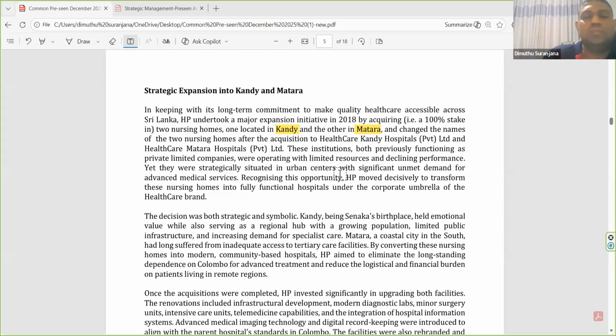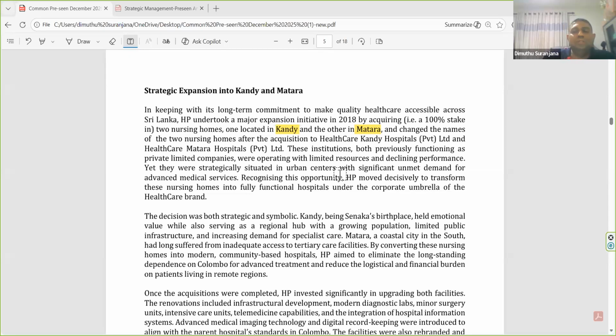HP undertook a major expansion initially in 2018 by acquiring two nursing homes, one located in Kandy and the other in Matara. Since they were not newly constructed, what they did was acquire some existing companies and change the names of the two nursing homes to Healthcare Kandy Private Limited and Healthcare Matara Hospital Private Limited, two subsidiaries. Now altogether how many subsidiaries? Three. We have a laboratory service also.